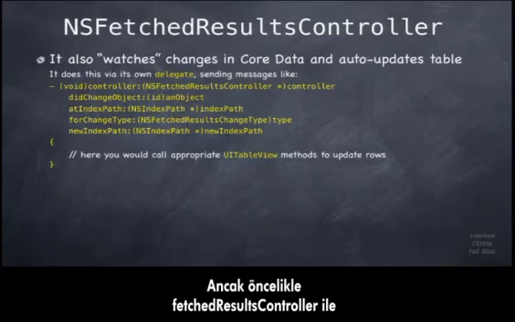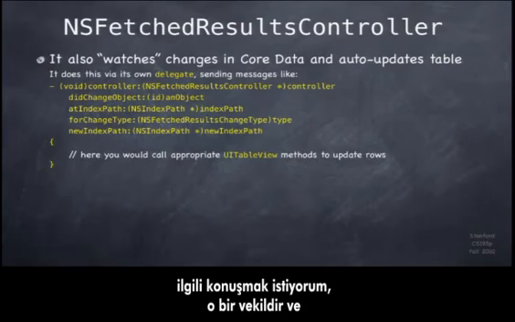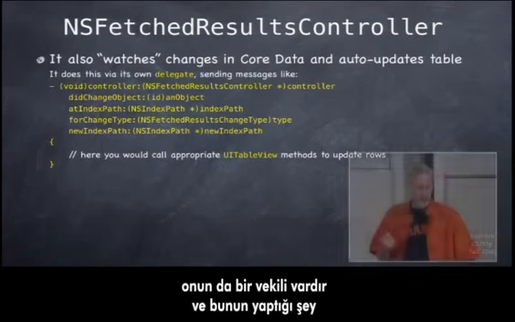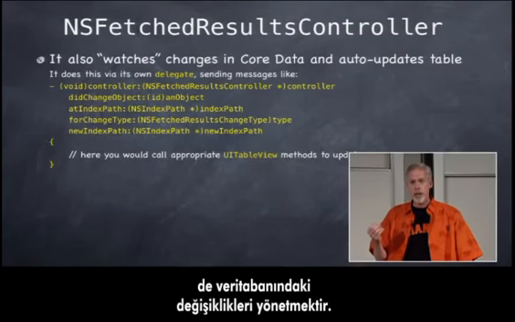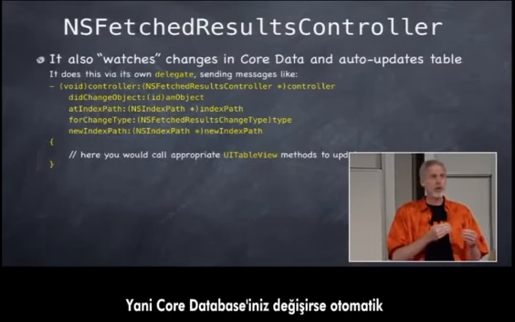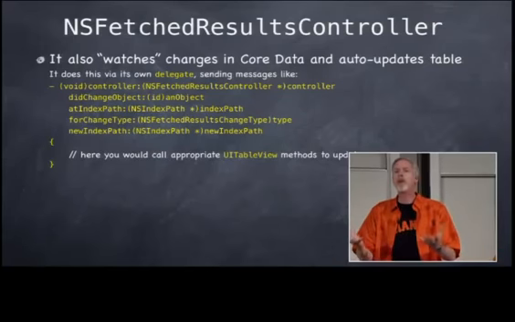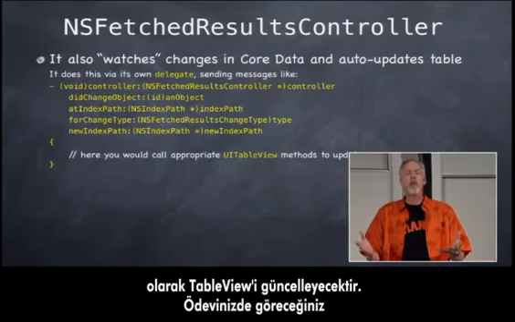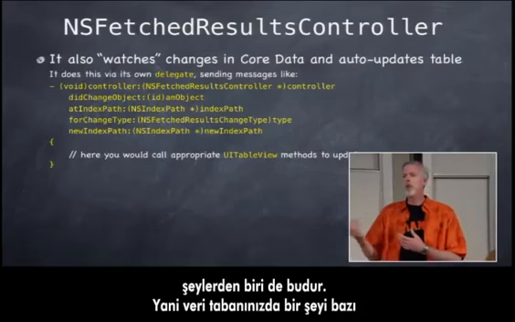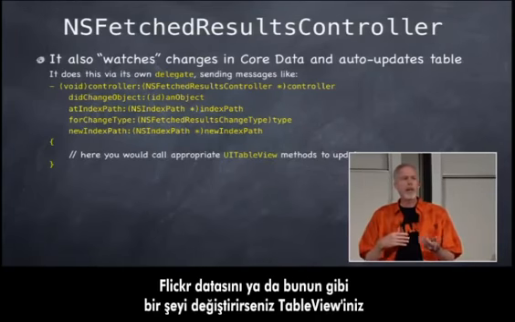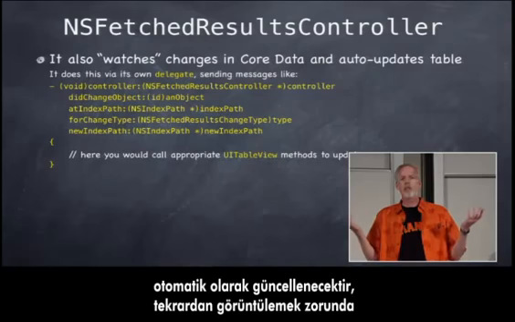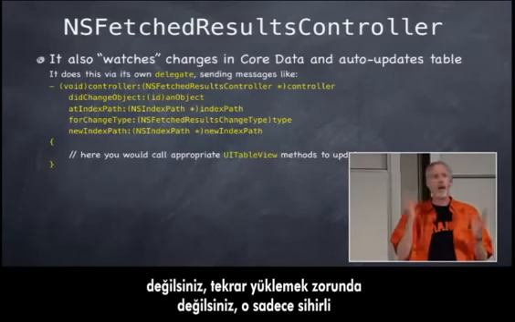First, though, I want to talk about the fetched results controller, its delegate, because it has a delegate as well. And what that does is it will manage changes in the database. So if your core database changes, it'll automatically update the table view. So one thing you're going to find in your homework is if you change something in the database, some new Flickr data or something like that, your table view is just going to automatically update. You don't have to redisplay it, you don't have to reload it, it just magically works.